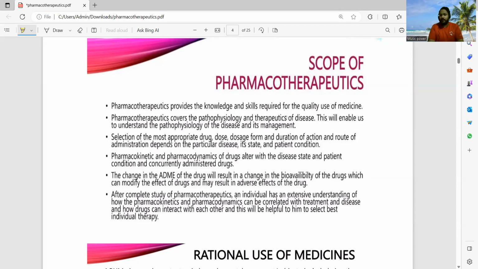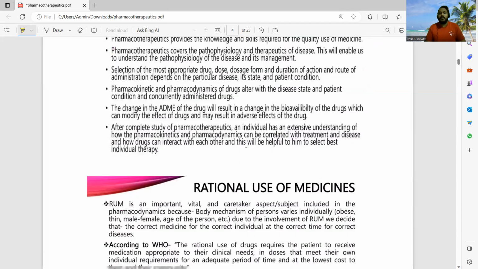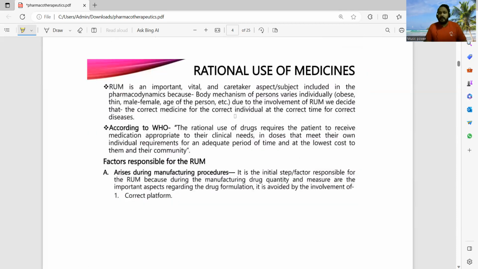After complete study of pharmacotherapeutics, an individual has an extensive understanding of how the pharmacokinetics and dynamics can be correlated with the treatment and disease and how drugs can interact with each other. And this will be helpful to him to select the best individual therapies. Now, the rational use of medicine is very important.